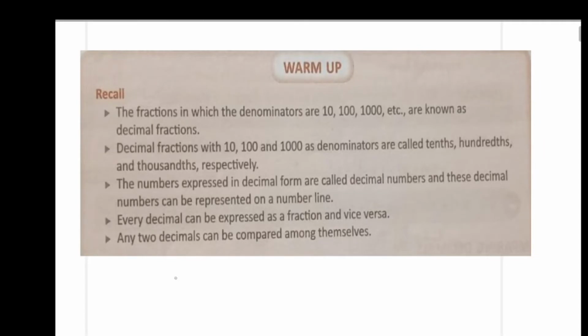Decimal fractions with 10, 100 and 1000 as denominators are called tenths, hundredths, thousandths. That means suppose 3 by 10. It is read as 3 tenths, T-E-N-T-H-S. Suppose if it is 100, then it is called 3 hundredths. Tenths, hundredths, thousandths, like that.